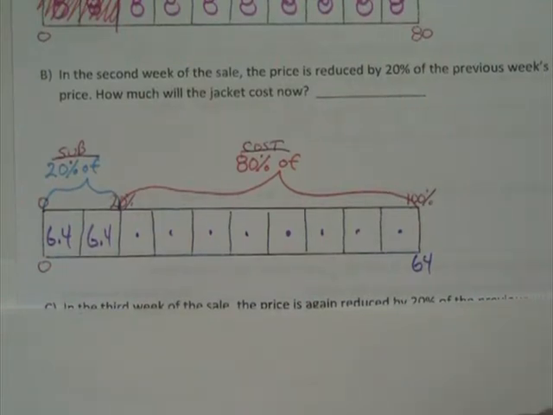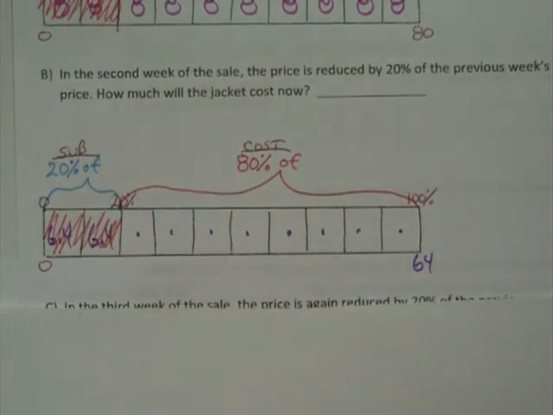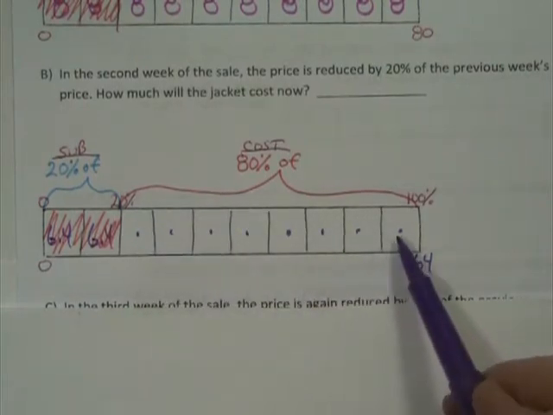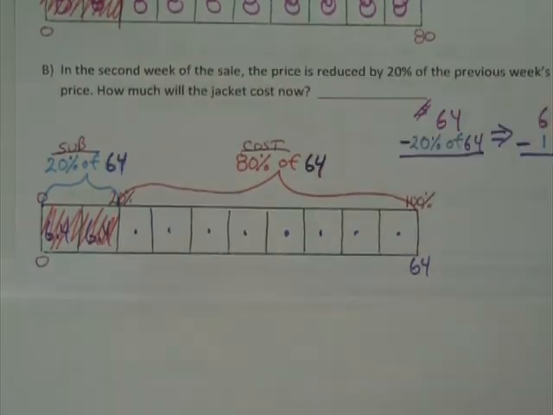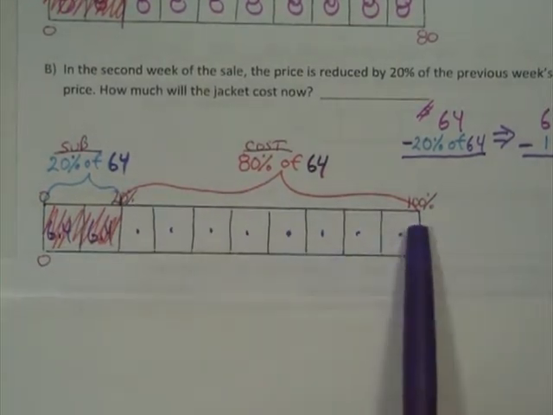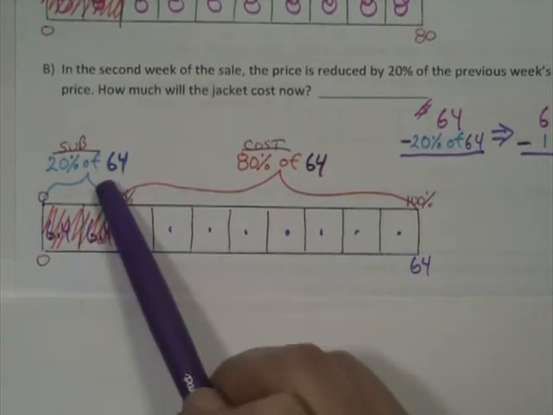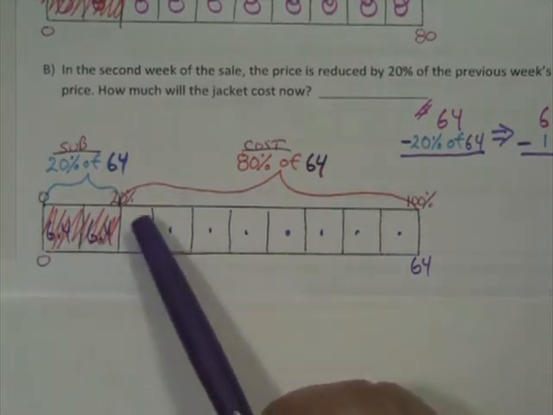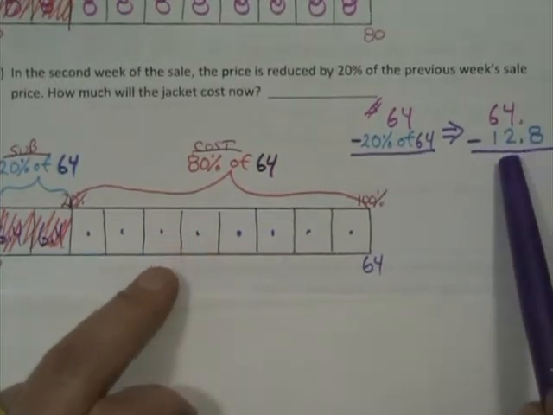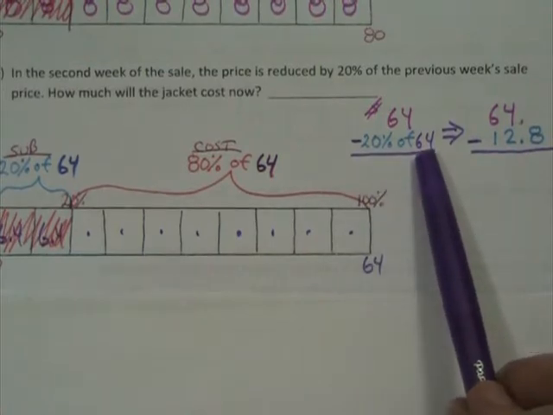And this is the part that is being taken away. And this is the part that we want to know. This is what's going to cost us for our jacket. So this is 20% of 64. This is 80% of 64. What we're going to do is take 64 and subtract this. 20% of 64 is 12.8. And you could just add these if you want to, or just take 0.2 times 64.